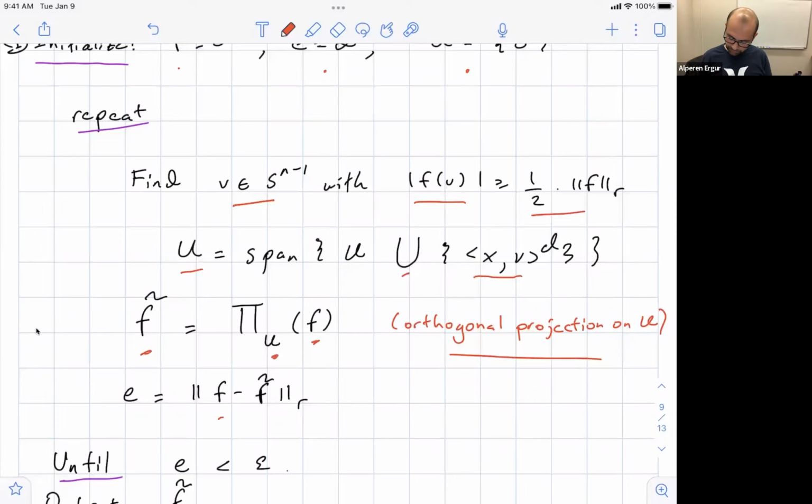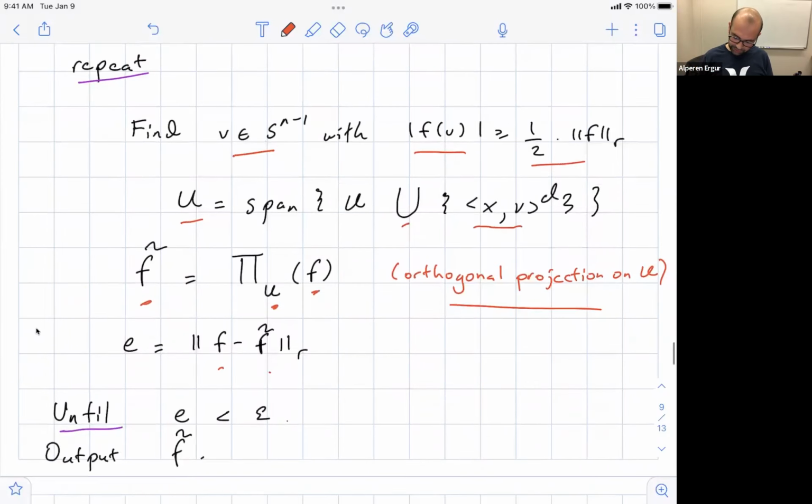Then I check if I'm close enough. If error is less than epsilon, you stop. If not, you keep repeating. Then we managed to prove, using this energy increment idea from additive combinatorics, that this terminates.